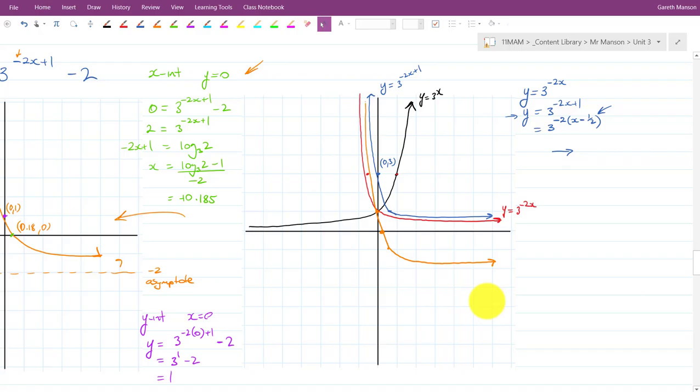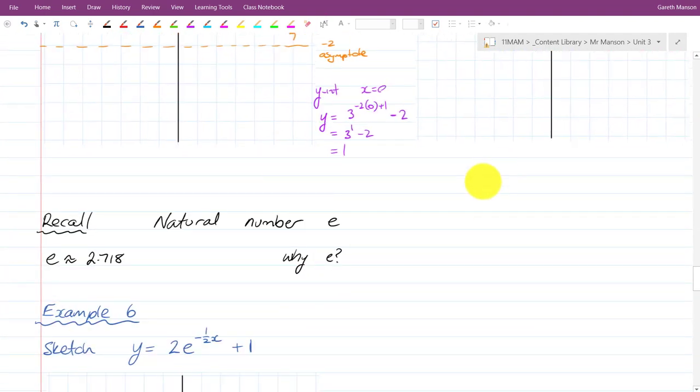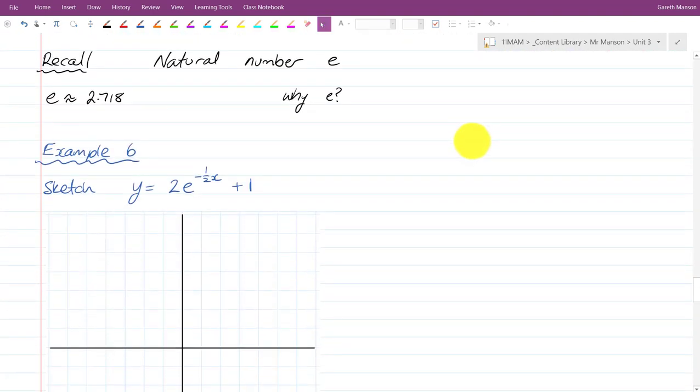Okay, so let's move on to talking about the natural number e. The natural number e is approximately 2.718. It's called Euler's number, and that's why it's called e. If you go into your textbook, you'll see there's a limiting function that actually generates the natural number e. And so it is self-generating and it naturally occurs. That's why it's called the natural number.